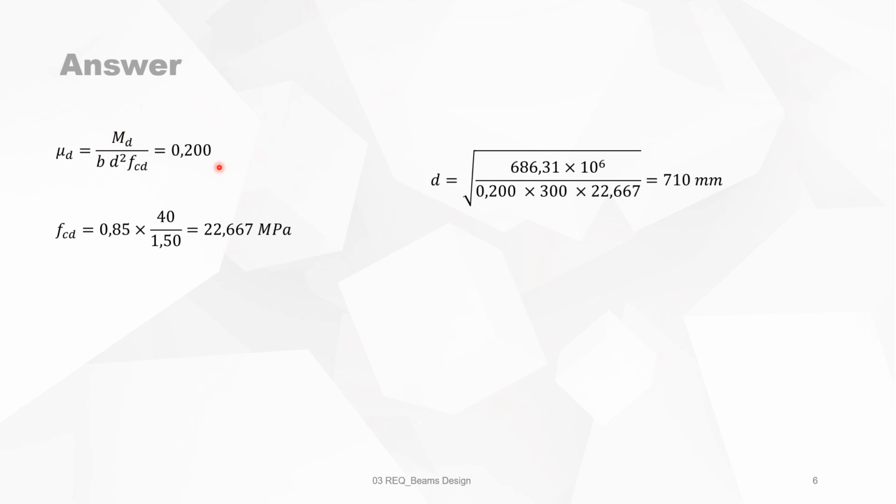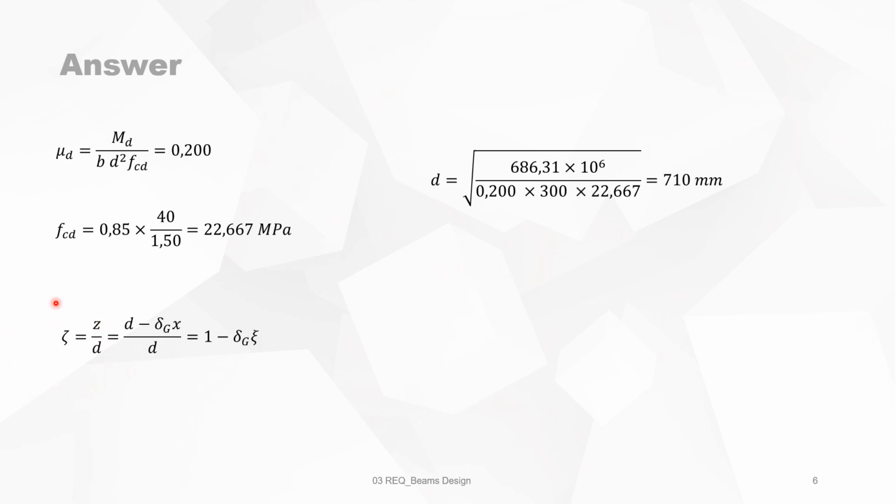From this equation, we can now derive the needed effective depth. Take in mind that for the units, we always work in Newton and millimeter. That's why the 10 to the power 6 is added. And we have 710 millimeters.